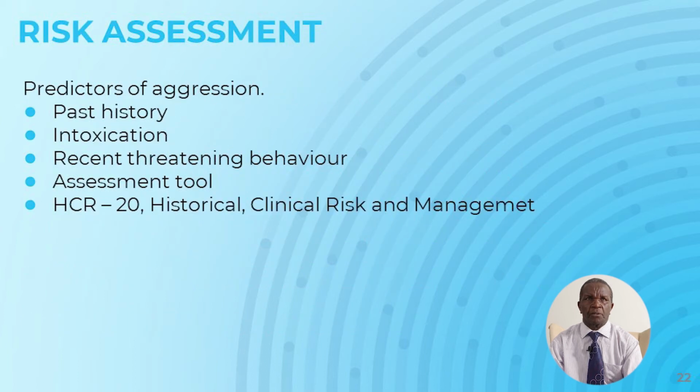Now, what are the predictors of aggression? Number one, it will be past history, intoxication, recent threatening behavior, and then we also have an assessment tool, historical clinical risk management, which has 20 questions that you can ask.